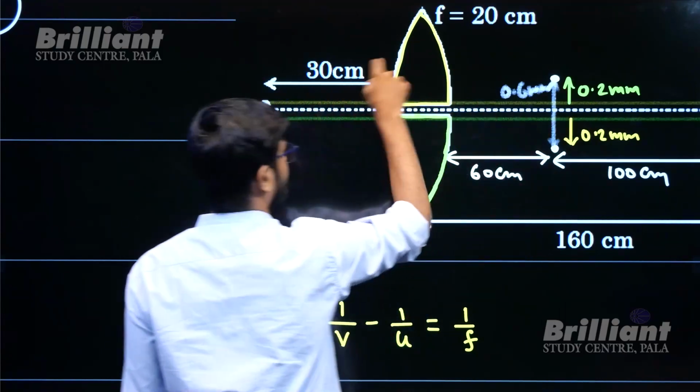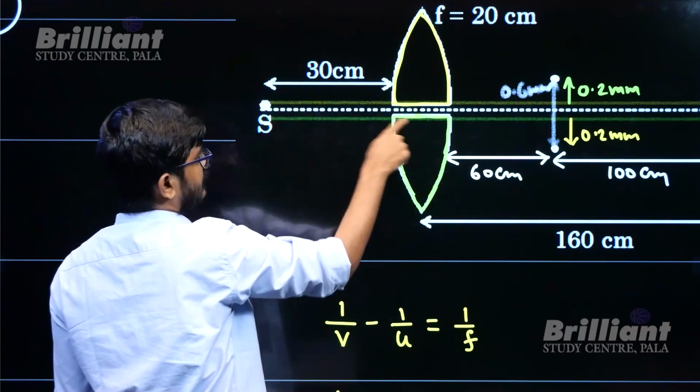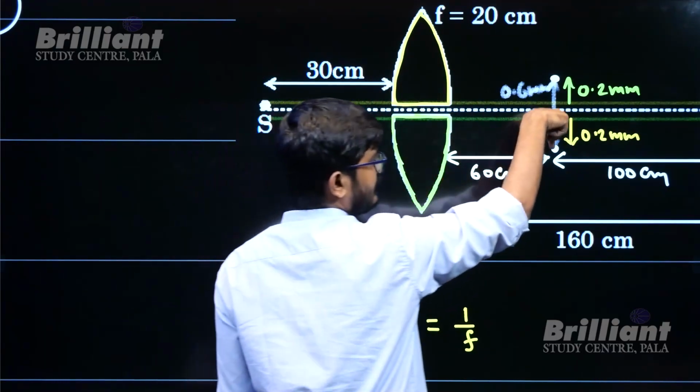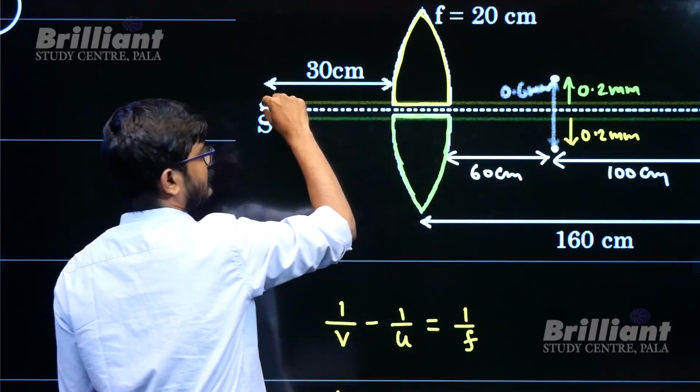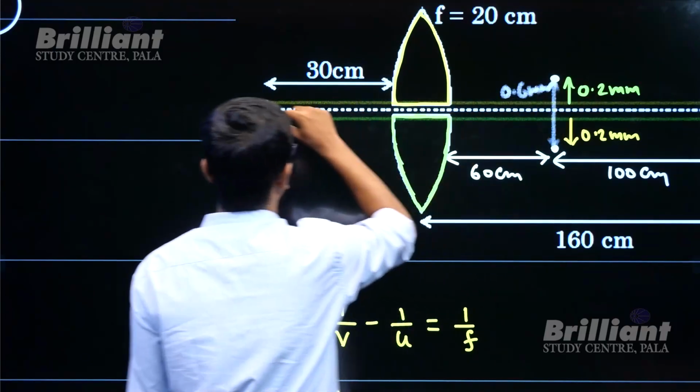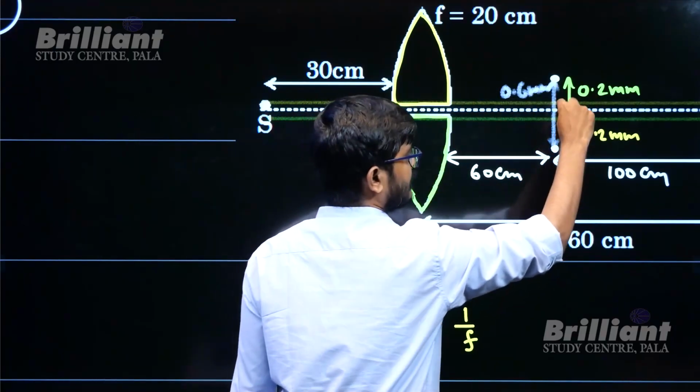This must be the image because of this lens. Now similarly, if this is the object, then the image will be here, where this length is 0.2, this length is 0.2, and this is 0.1. So this image will be 0.2. This is 0.1. So this image will be 0.2. Now this is 0.1, this is 0.1.